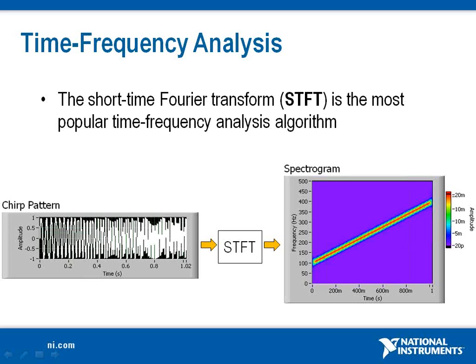A chirp pattern is a signal whose frequency linearly increases over time. From the power spectrum of the chirp pattern, you can only see the frequency components of the signal, which are from 100 Hz to 400 Hz. However, the spectrogram shows how the frequency of the chirp pattern changes over time. You can see that the frequency increases from 100 Hz to 400 Hz in 1 second.